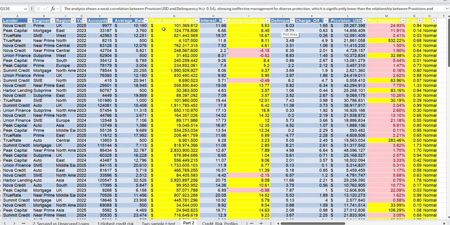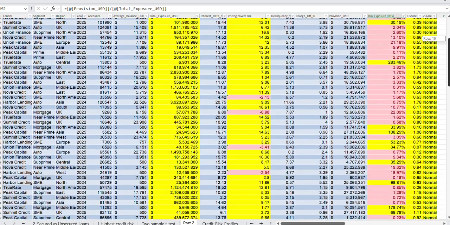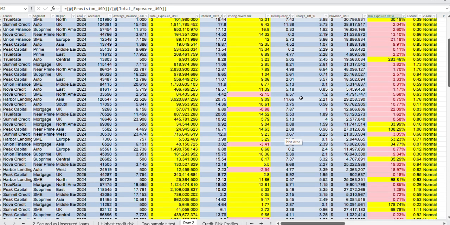So I just multiplied them to find out roughly how much we actually lent to the UK. It's not just the average balance of each account. Then I divided that by the provision to find out what percentage of money we have to put aside for a rainy day or bad day.